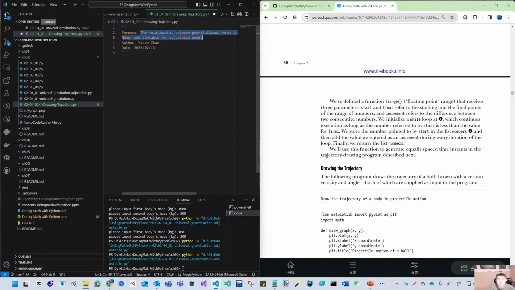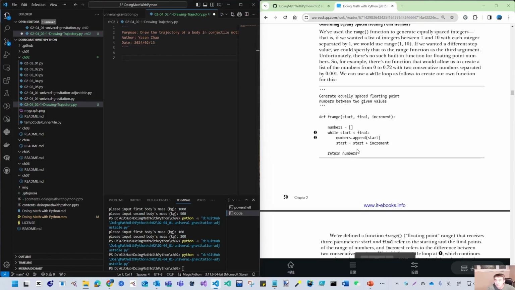So what is the purpose? The purpose is to draw the trajectory of a body in projectile motion. So first, let's go back to here. We need to generate equally spaced floating point numbers between two given values. So that is our list that we need to do.